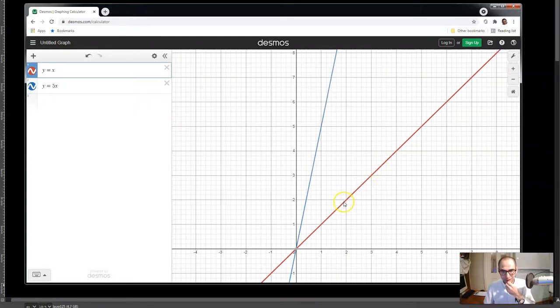In the case of this red line over here, you can see that if I move essentially 1 unit in the horizontal positive direction, then I will have to move 1 unit in the positive vertical direction to get to this point, for example, on the graph of the function, which means that if you increment x by 1 unit, you will increment your y by 1 unit as well, right?